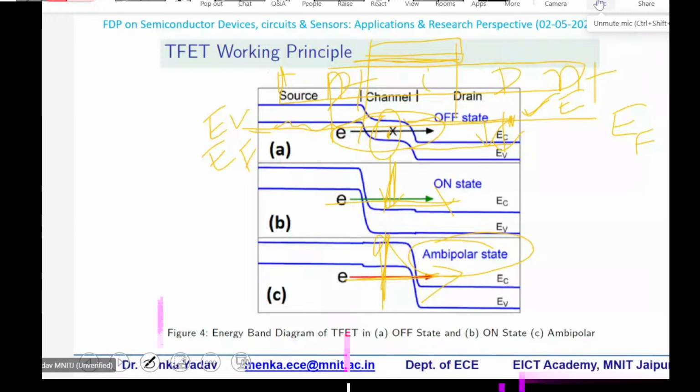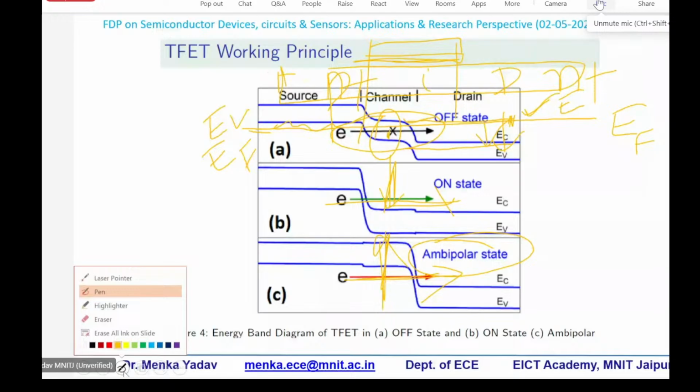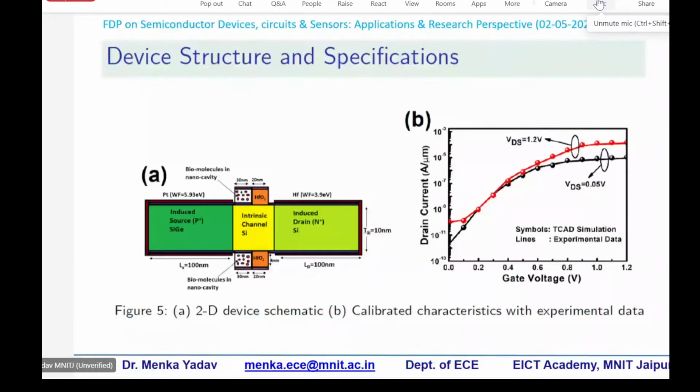Now with this knowledge, let us proceed to work on the tunnel FET device as a sensor. In this diagram, it is shown how the tunnel FET can work like a sensor. Over here you can see this is your source, the induced source, a P plus region, where we have taken silicon germanium. This is the original work Dr. Basudha Devan has submitted for her PhD thesis.